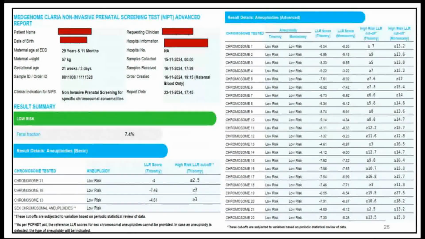Then we have the advanced test, that is extended NIPT, along with the basic NIPT. It screens for all the chromosomes, and here we can see that all the chromosomes have been given low risk. As it calculates only risk, NIPT results are usually given as low risk and high risk. Yes, sir.